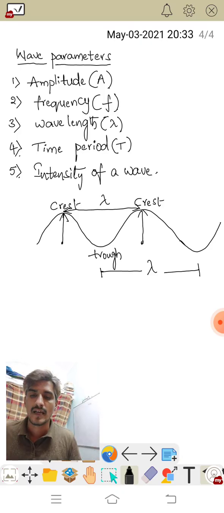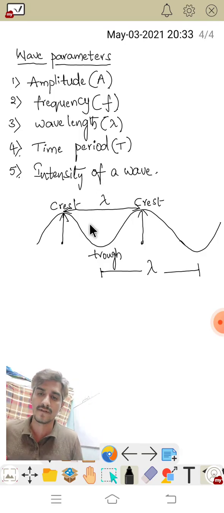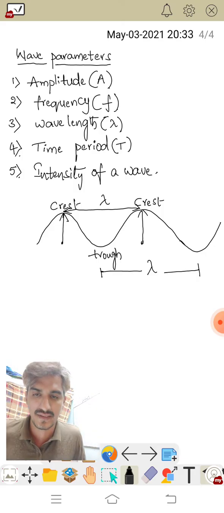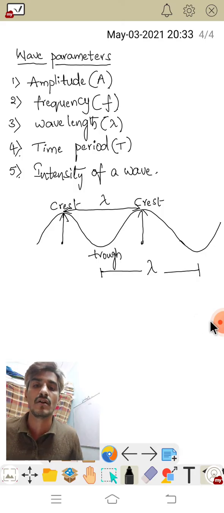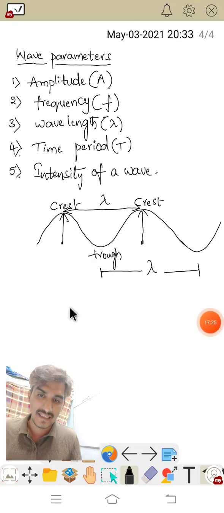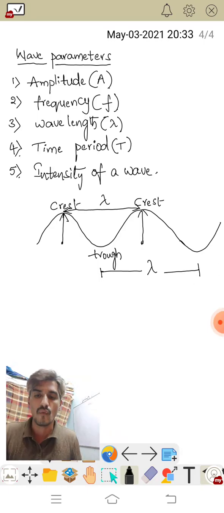Let us explain that in detail in the further classes. Okay, these are the wave parameters of waves. In the next class we will discuss about wave function. Let us start with wave function, and I will explain what a wave function is, and there are some numericals about wave functions. Let us do that, and we will clearly understand about wave function. Okay, thank you.